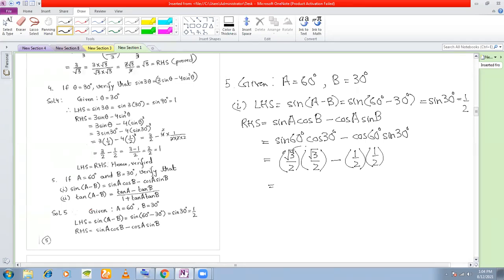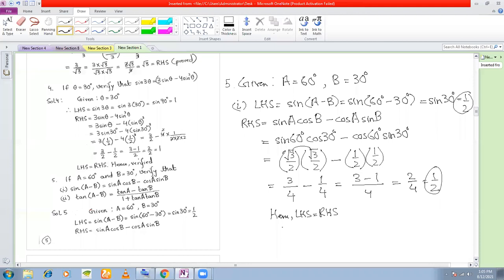That means root 3 into root 3. Multiply these two, you'll get 3. And denominator 2 into 2 will give you 4. Minus, again here you'll get 1 by 4. So now if you take the LCM, you get 3 minus 1 by 4, and therefore you get 2 by 4, which is equal to half. So left hand side is equal to half and the right hand side is also equal to half. Hence LHS is equal to RHS.